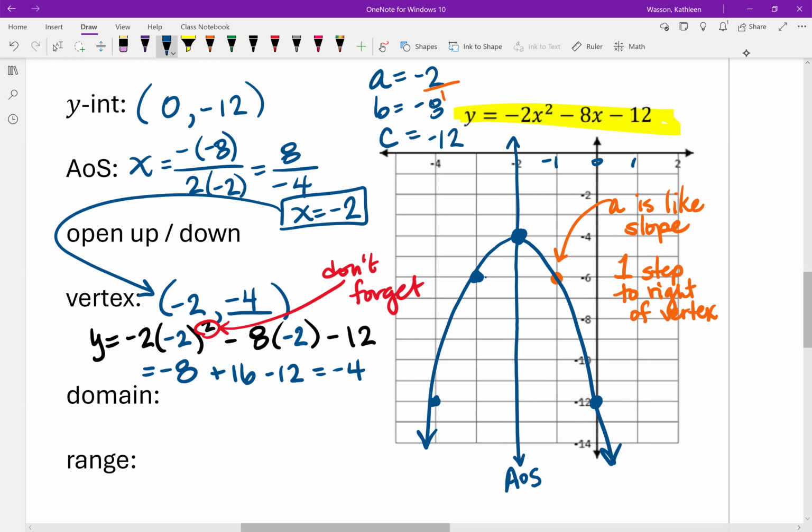And then I describe domain and range. Domain, for quadratics that open up and down, is negative infinity, infinity. Range, this one I have there's a top. There's a highest at the vertex. And I always describe range lowest to highest. Lowest is negative infinity. The highest is -4.